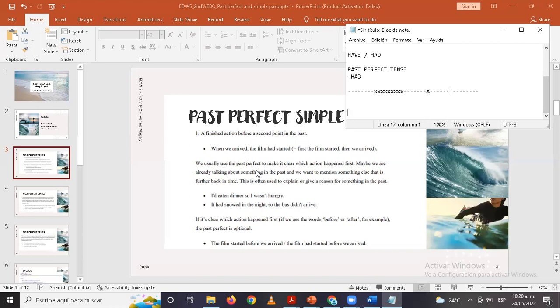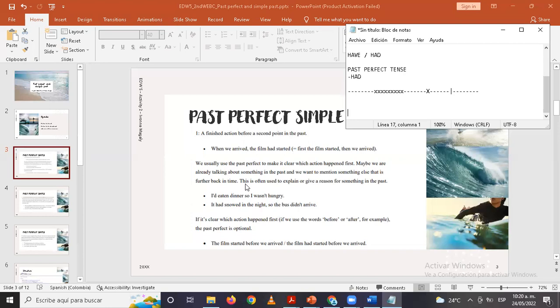We usually use the past perfect to make it clear which action happened first. Maybe we are already talking about something in the past and we want to mention something else that is further back in time. This is often used to explain or give a reason for something in the past.